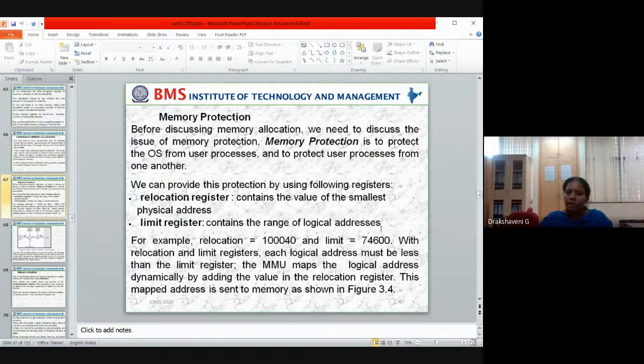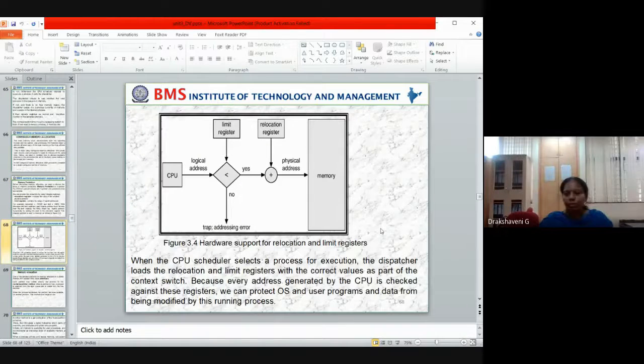The memory management unit maps the logical address dynamically by adding the value in the relocation register. This mapped address is sent to memory, as in figure 3.4. So, hardware support for relocation and limit registers: how is this hardware supported? You can see in this diagram. Logical address means the CPU. What is the physical address? Memory. So what is a limit?